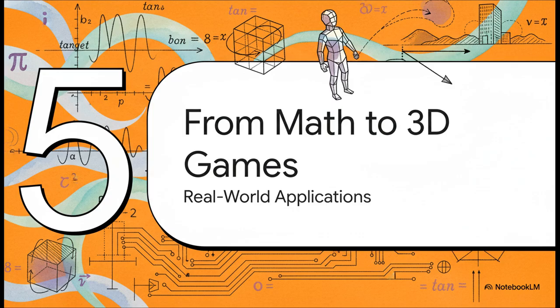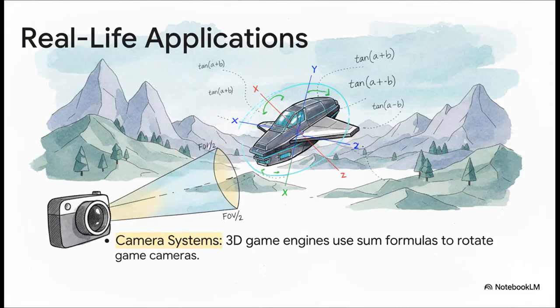So, the big question, why does any of this even matter outside of a math test? Well, you might be surprised where these seemingly abstract formulas pop up in the real world. Literally every single time an object rotates in a 3D video game, the engine is furiously crunching numbers using these sum formulas to figure out its new orientation. The tangent function is especially important for defining the field of view for in-game cameras. So you see, these aren't just abstract equations. They are the fundamental tools that are building the digital worlds we interact with every single day.